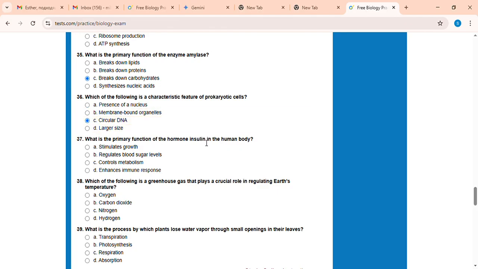What is the primary function of the hormone insulin? I usually call insulin the traffic guy. Like he will say, glucose, go into this organ or whatever. Regulates sugar level, this should be it.